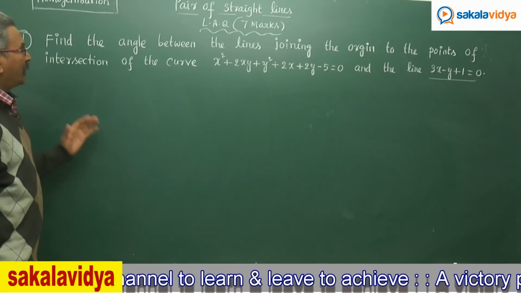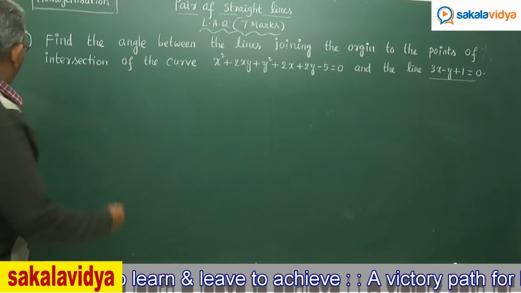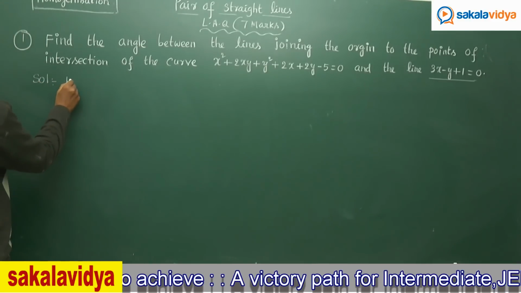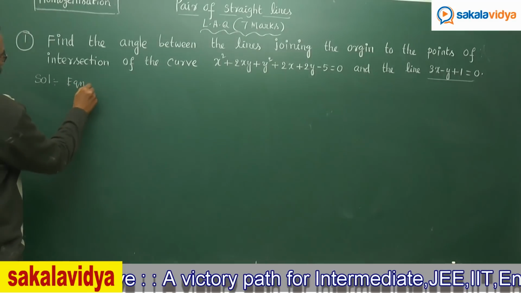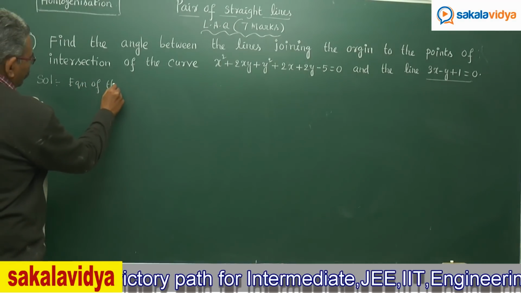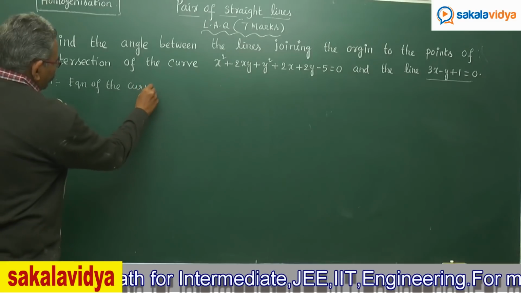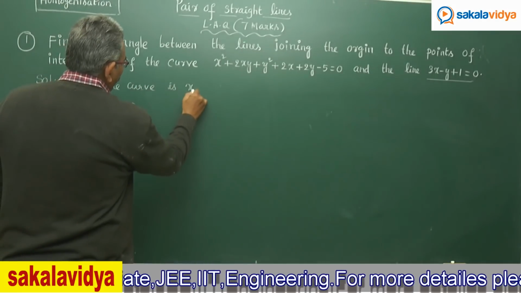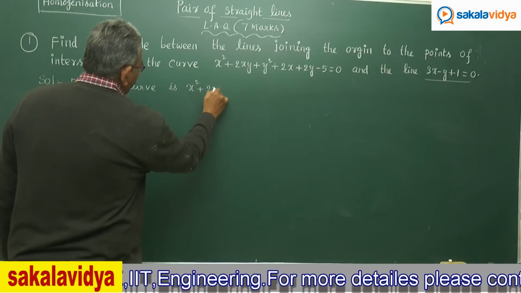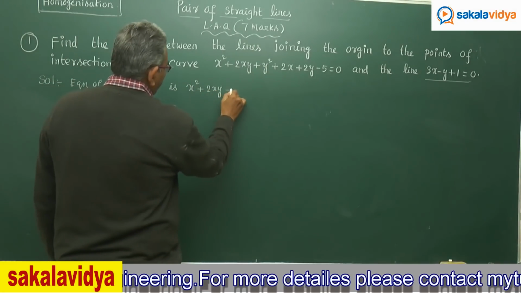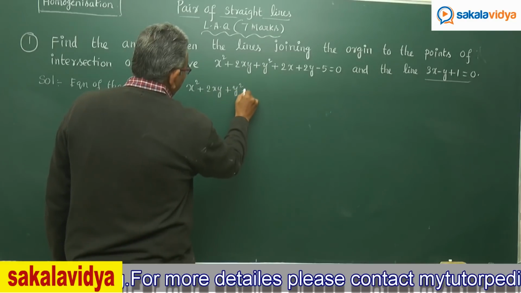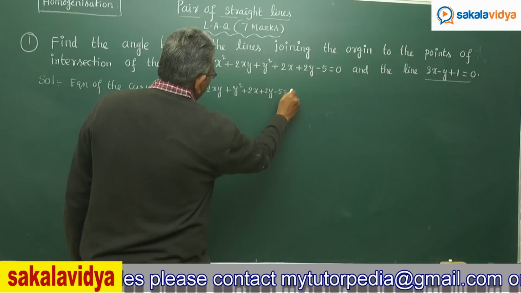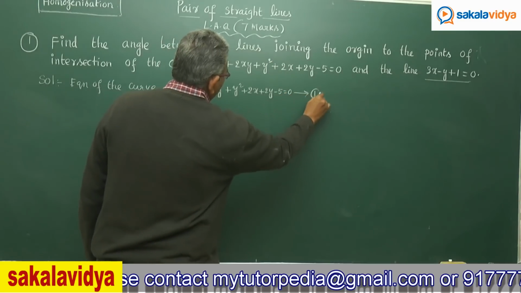So now let us solve this problem. Solution: the equation of the curve is x square plus 2xy plus y square plus 2x plus 2y minus 5 is equal to 0. This is equation 1.